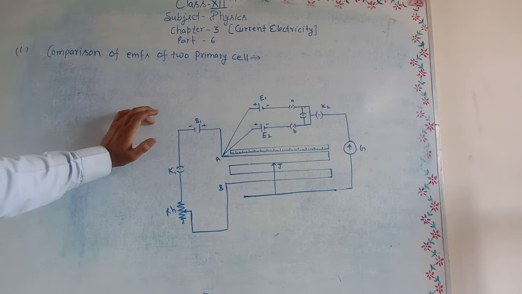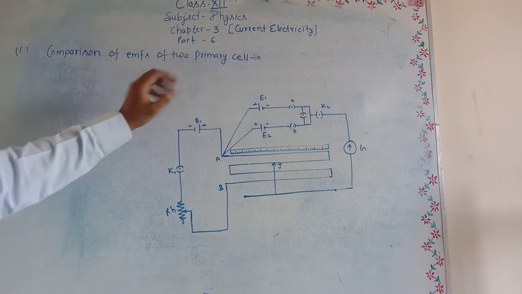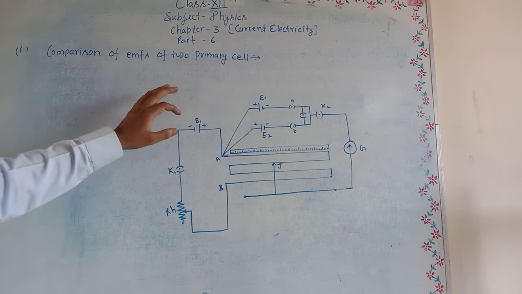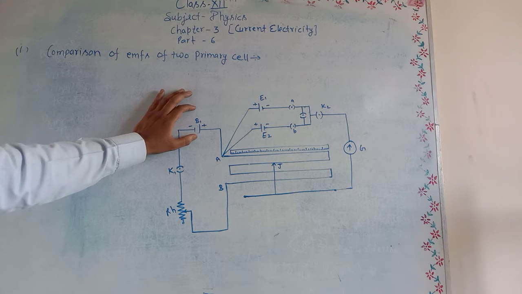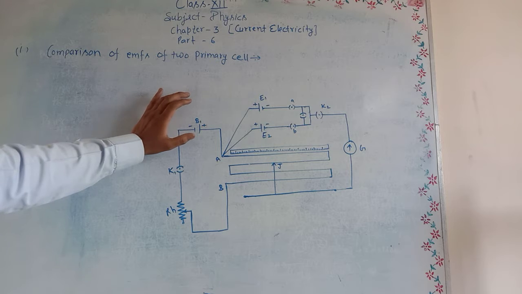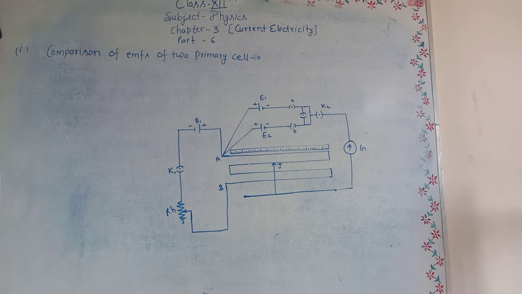A constant current is maintained in the potentiometer wire AB, means a battery of EMF E, voltage V, plug key K and rheostat RH. E1 and E2 are the EMF of two primary cells which are to be compared.